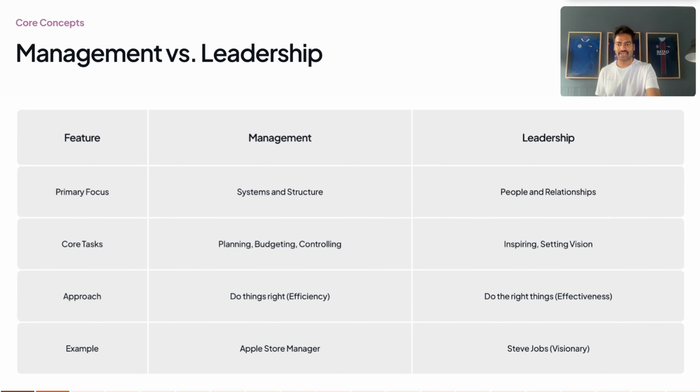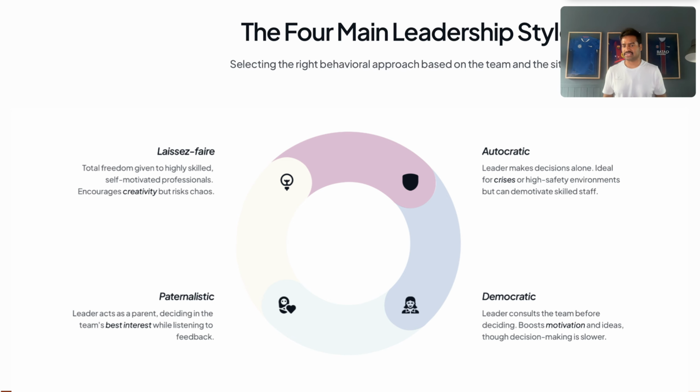Now let's look at the classic leadership styles. First, autocratic. The leader makes all the decisions alone. No discussion, no voting, no taking feedback. When is this good? In a crisis like a fire drill or a hospital emergency room, also in high safety environments like an aircraft carrier, but in high stress environments like banking or a financial institution, it's more applicable.